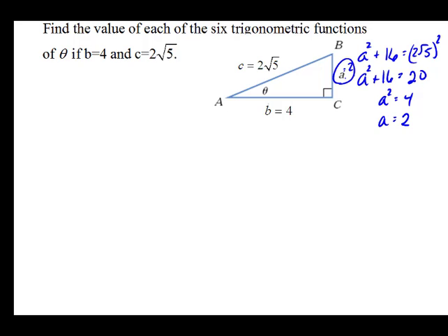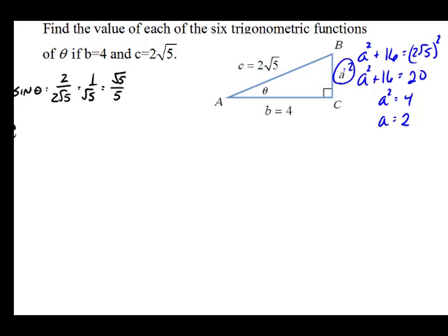Now I just define each of my trig functions. So I know that the sine of theta is opposite, which is A, 2, over hypotenuse, which is the 2 square root of 5. And we could simplify this to be 1 over the square root of 5. And we can rationalize the denominator if we like, multiplying top and bottom by the square root of 5. We'd have square root of 5 over 5.